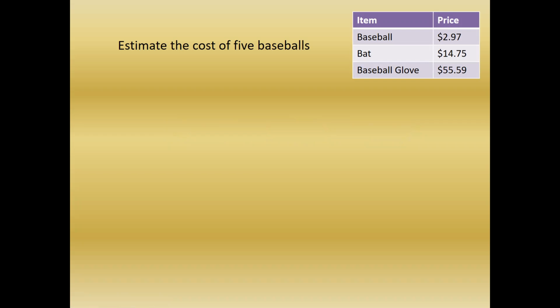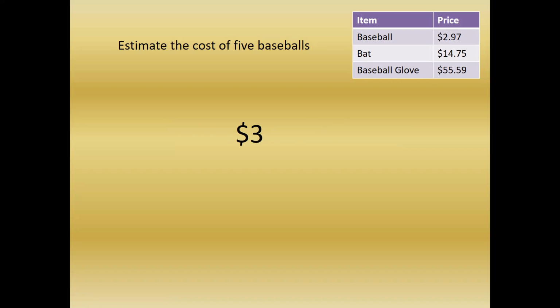Just like how we did last time when we estimated decimals, we're going to do the same thing. Our baseball costs $2.97. So we're going to look at the digit in the tenths place value, which is 9. Does 9 round up or round down? 9 rounds up. So it wouldn't be $2, it would round up to $3.